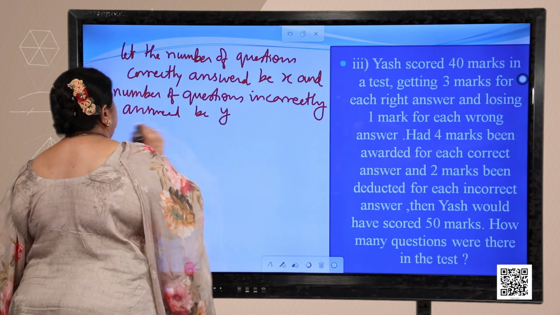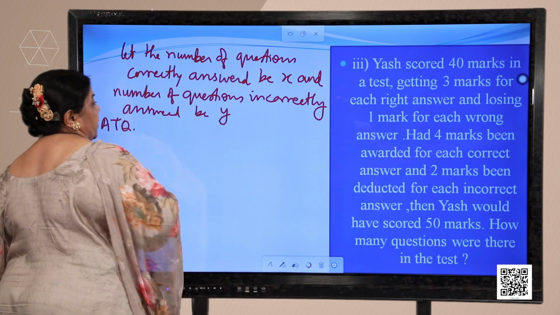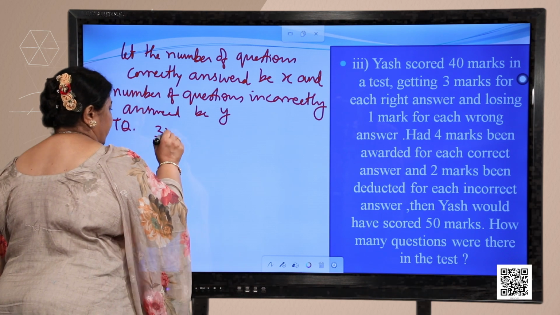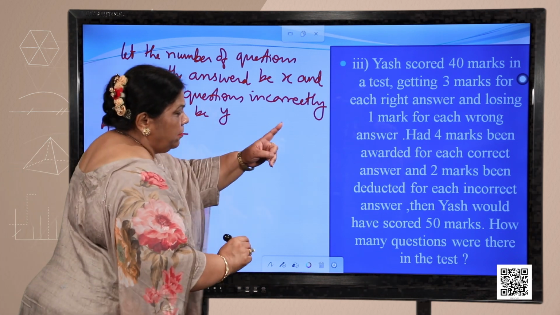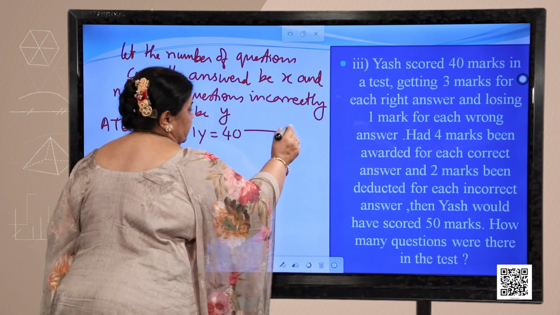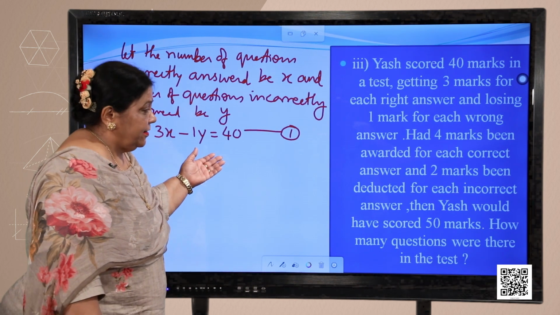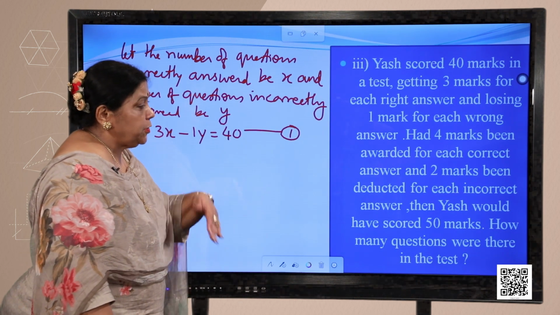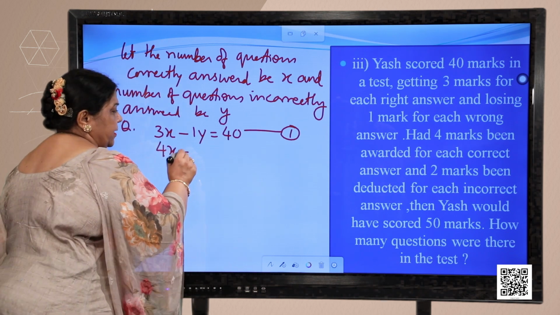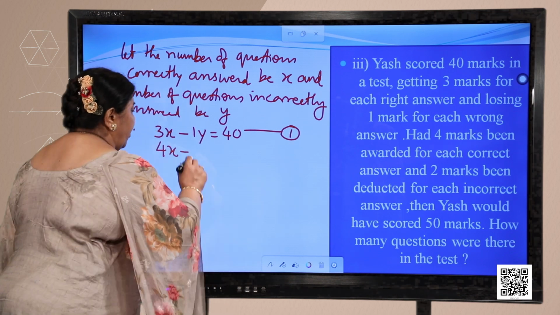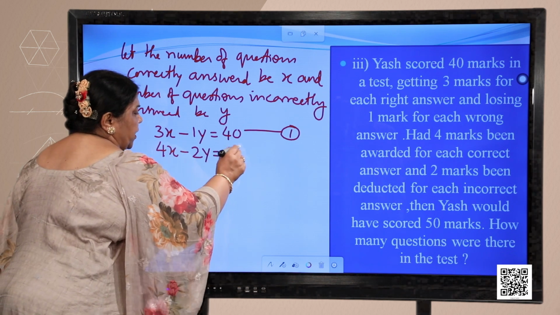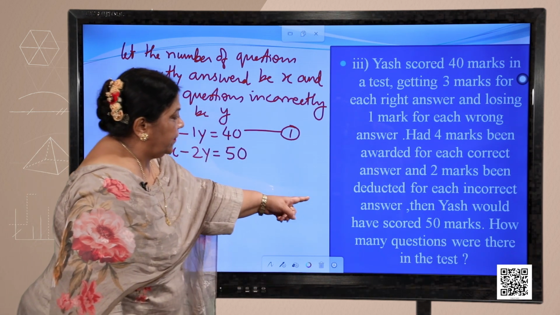So, according to the question, he is getting 3 marks for a correct answer and 1 mark is deducted for every wrong answer. He gets 40 marks. Is the equation correct? Yes. Then next, had 4 marks been awarded for each correct answer, that means 4x minus, and 2 marks are deducted for incorrect, so I will subtract 2 into y, and marks obtained were 50 here.